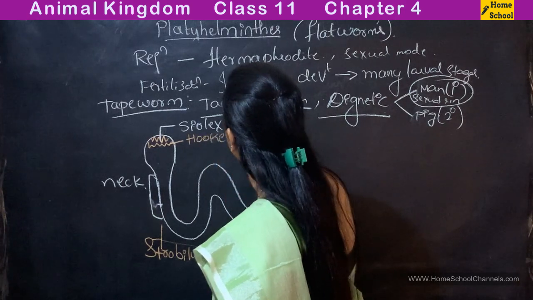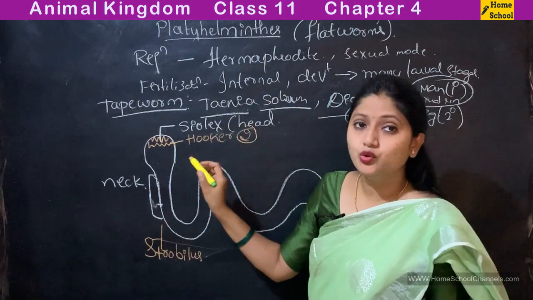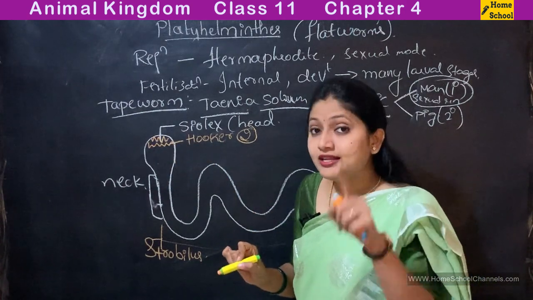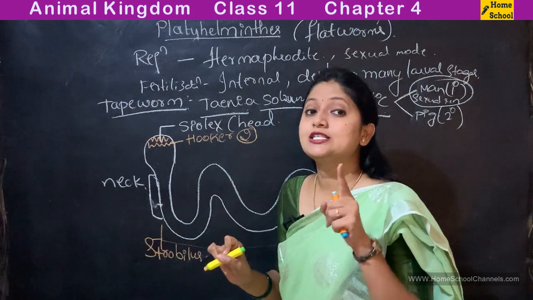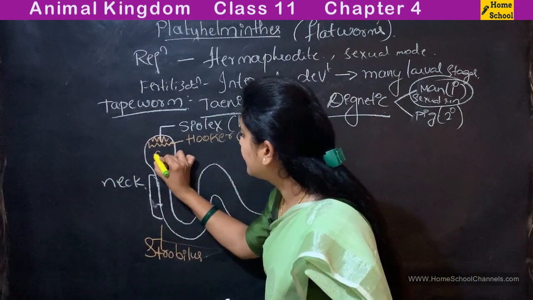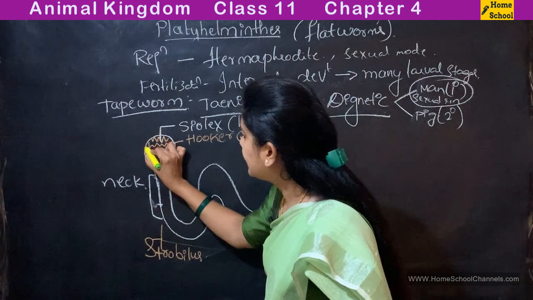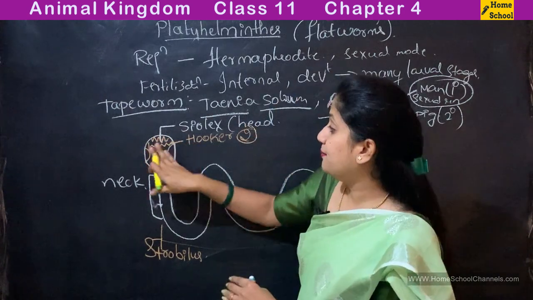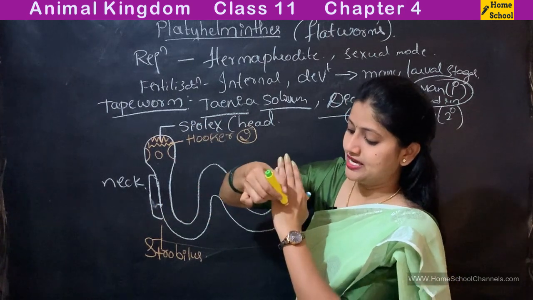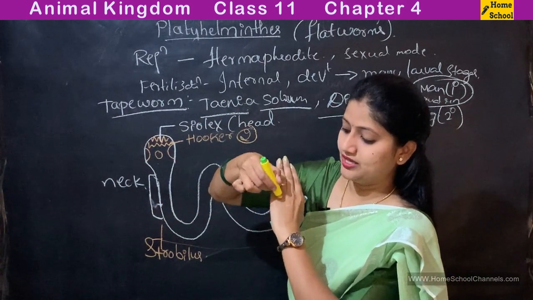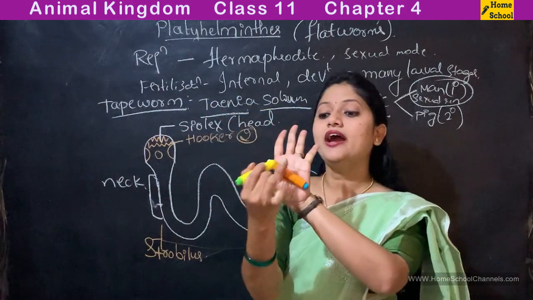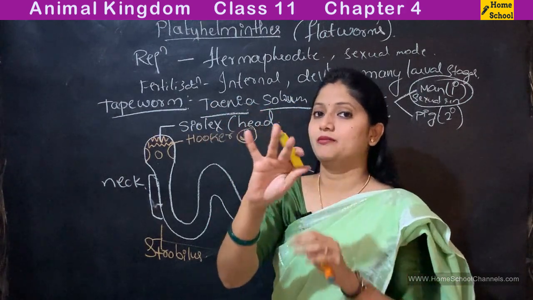There are two hookers, first hooker and second hooker. Another structure which is present is the sucker. Here is sucker number 1, another one is here, sucker number 2, another one is here, sucker number 3. Behind this, we have one more, sucker number 4.